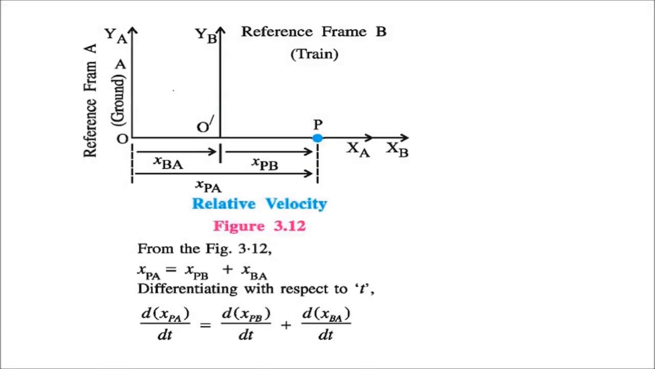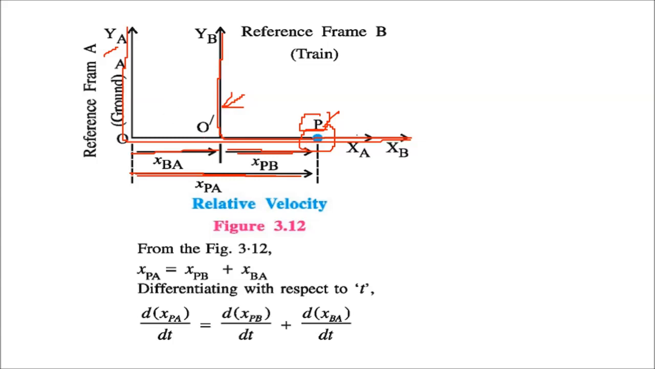What I am trying to suggest here is this is the first frame of reference, which is ground. This is the second frame of reference, which is your train. Now this is the fly. So what is this? XPA. This is P with respect to the first frame of reference, XPA. And what is this? XPB. This is the position of P with respect to this frame of reference, which is B. So this is XPA, this is XPB. Let us take this as XBA. XBA is the positional difference of these two frames of reference.